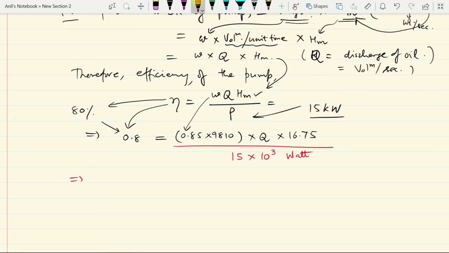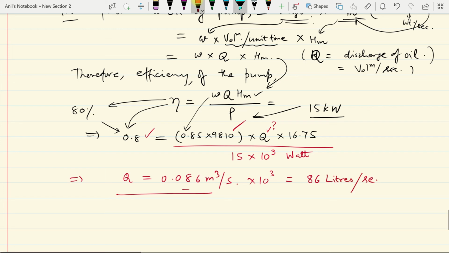So from here, everything is known except Q. Q can be obtained as 0.086 meter cube per second. So that is the answer. If we multiply it with 1000, we get it in liters. It is 86 liters per second. So that is the answer.